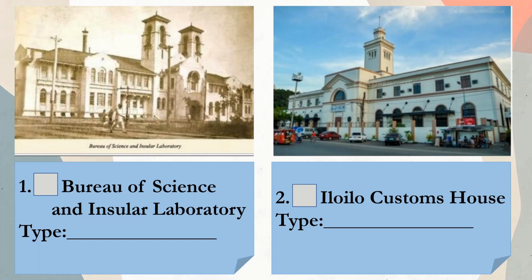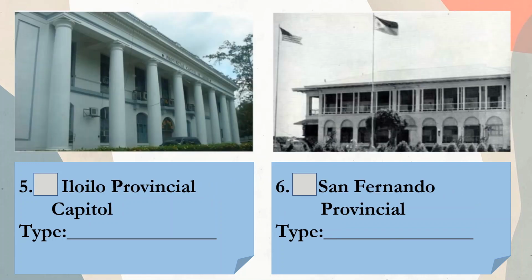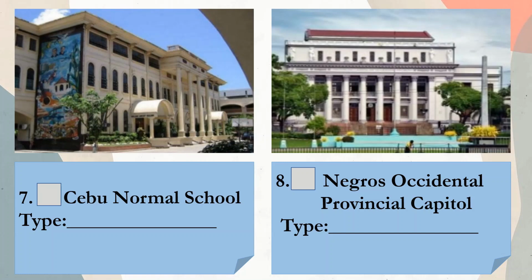Number 1, we have Bureau of Science and Insular Laboratory. 2, Iloilo Customs House. 3, Sorsogon Municipal Building. 4, Paco Train Station. 5, Iloilo Provincial Capital. 6, San Fernando Provincial. Number 7, Cebu Normal School. 8, Negros Occidental Provincial Capital.